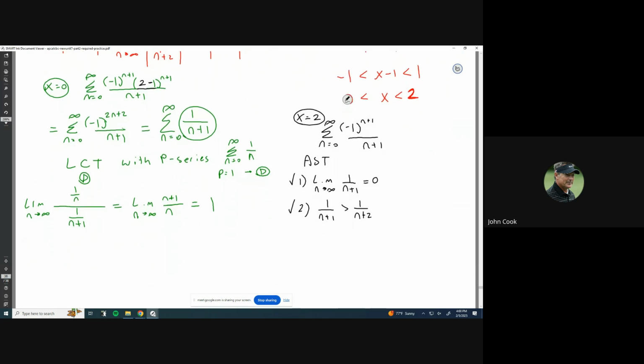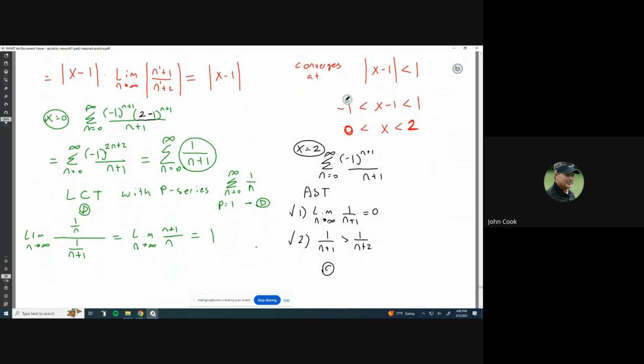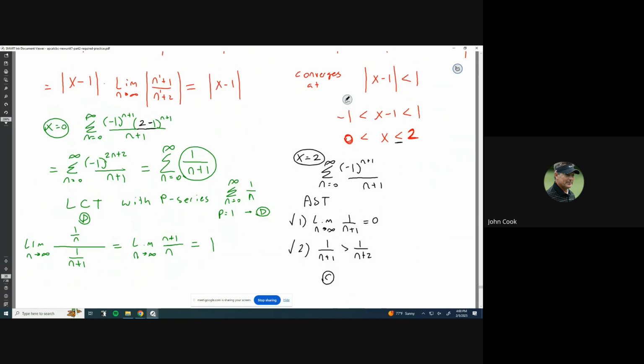So that means this series is going to converge, and we can add an equal sign there. So this is our interval of convergence, but we can also write it like this: x is going to be in 0 to 2, including 2 but not including 0. So either way works.